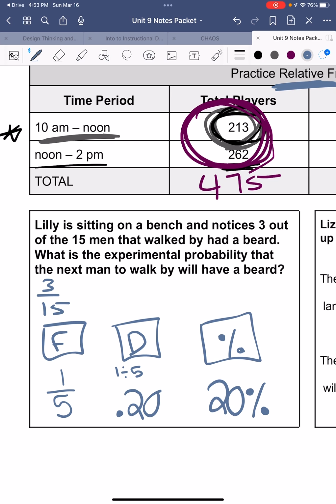So based on what she noticed, that 3 out of 15 had a beard, we're going to guess there's a 20% chance that the next guy to walk by her has a beard.